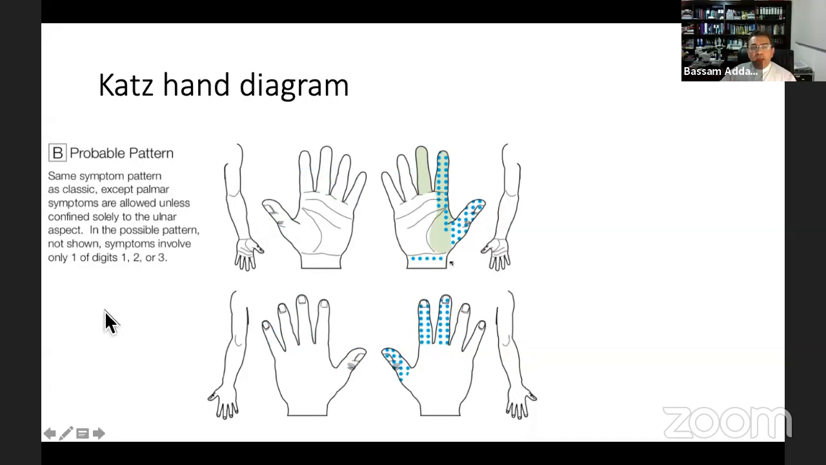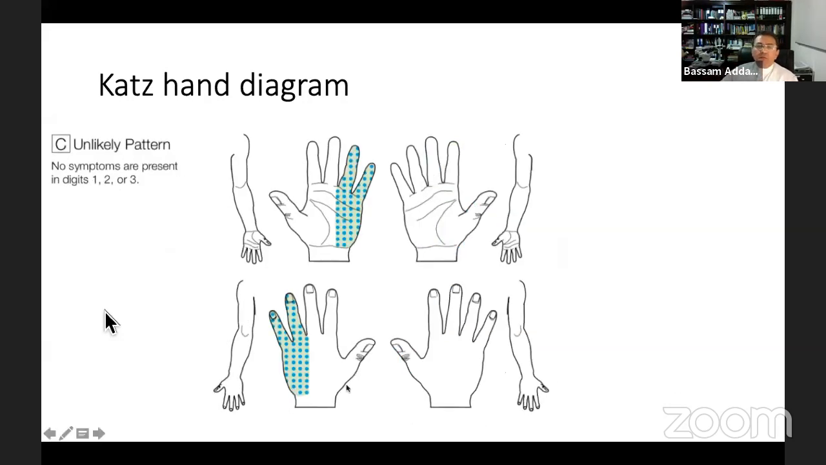Now, it is not completely unacceptable to have palmar involvement in CTS cases, although this is supplied by the palmar branch that bridges over the flexor retinaculum. But still, the diagnosis can still be CTS. What is not acceptable is to have numbness involving only the ulnar side.